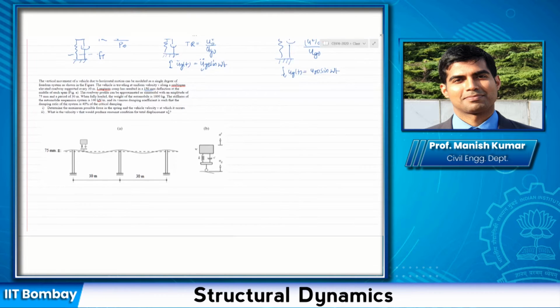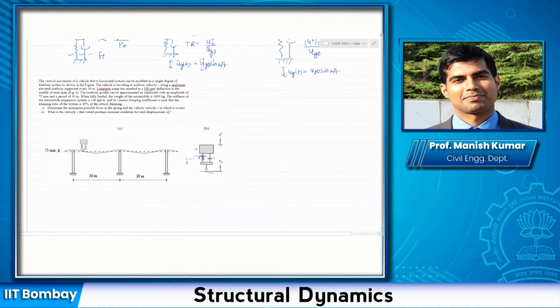And a vehicle is moving in the horizontal direction with some velocity, let us say v, and because of that the vehicle would experience vertical vibration, horizontal movement but vertical vibration, because of the base excitation. So what do you need to do? You need to determine the maximum possible force in this spring. You need to find out what is the maximum possible force in this spring.